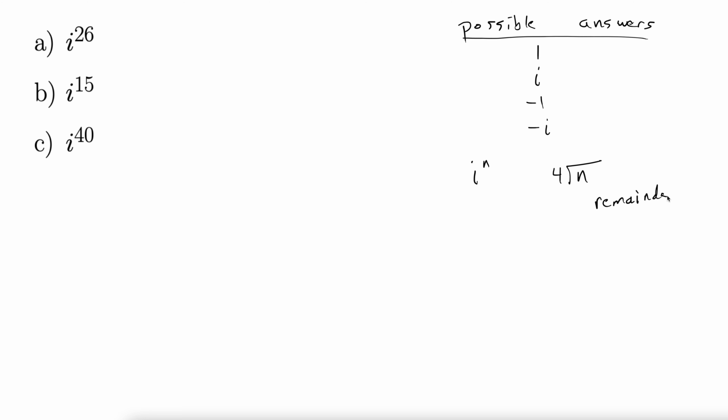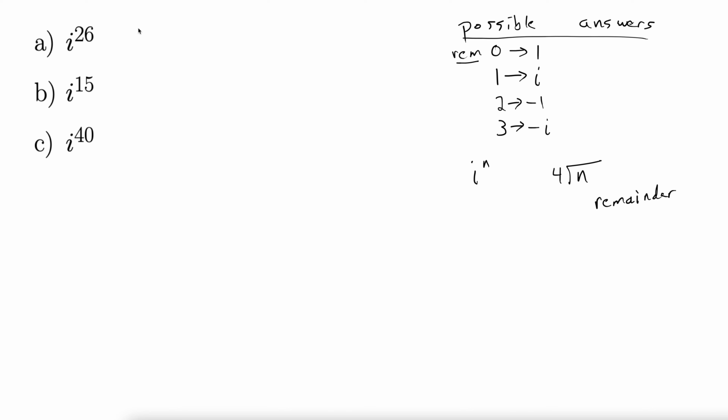Once you get that remainder, it's either going to be remainder of 0, 1, 2, or 3. Remainder of 0 gives you an answer of 1. Remainder of 1 gives you an answer of I. Remainder of 2 gives you an answer of -1. Remainder of 3 gives you an answer of -I.